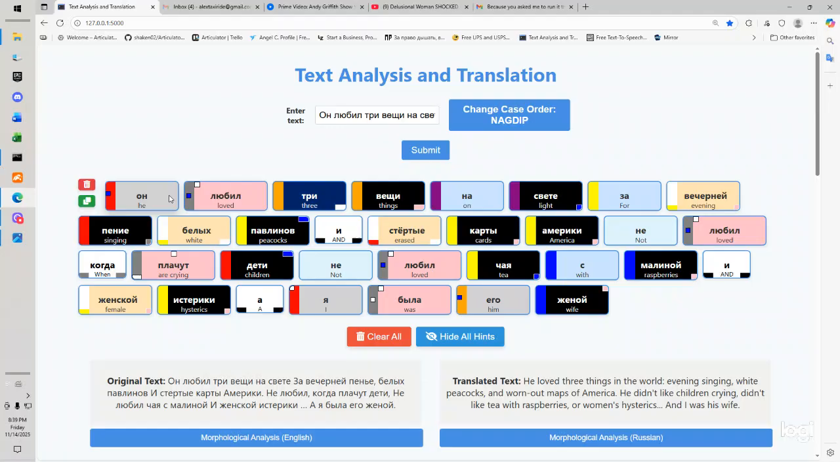Third person singular, masculine, feminine, neuter. Well, there's neuter. And first person plural, second person plural, and second person singular formal, third person plural. As I said, you can cycle through the different cases, and the words that you can cycle through are restricted to that case.